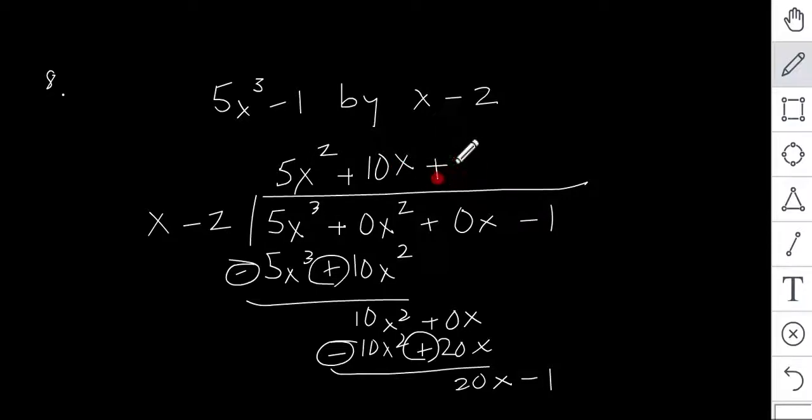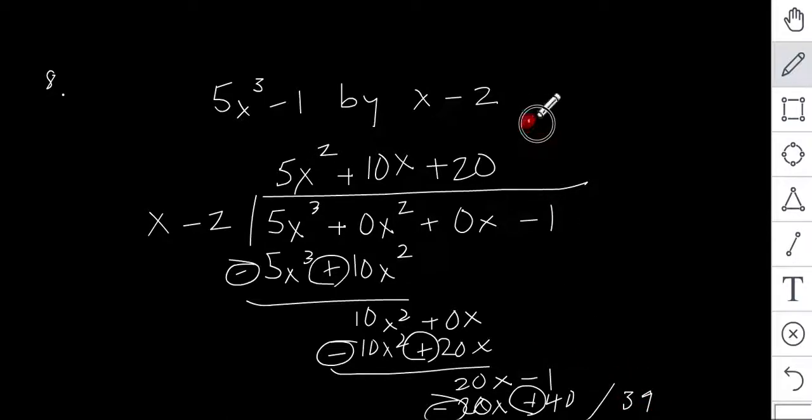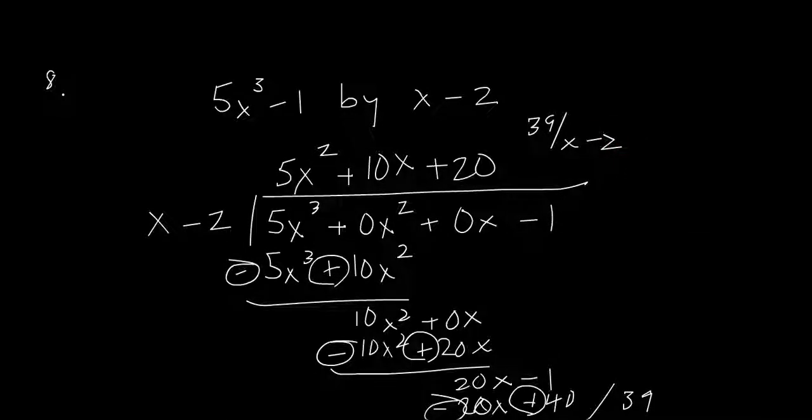It's going to just be plus 20 because 20 times x is 20x. 20x, and it's going to be minus 40. And we change our signs one more time, and we add, and we're going to end up with 39. So we put that at the top, 39 over x minus 2. And that is it for number 8.